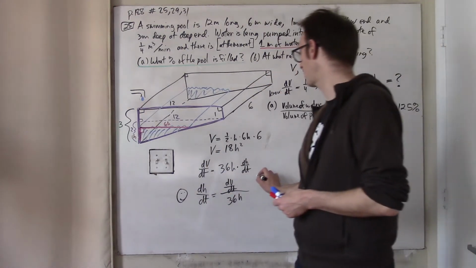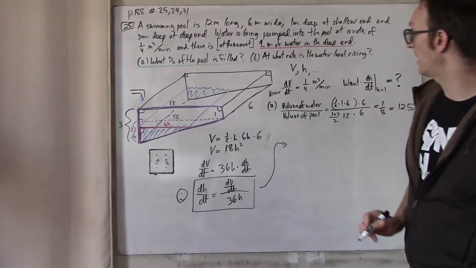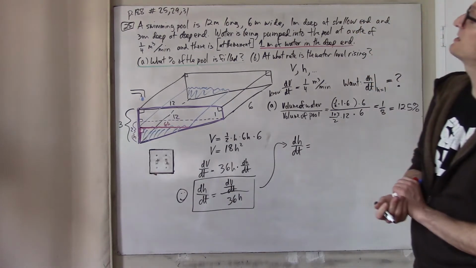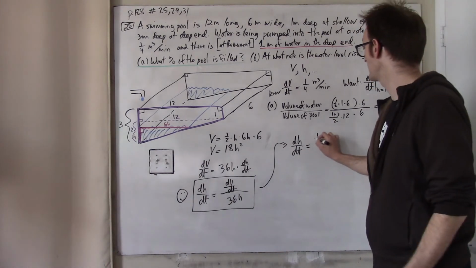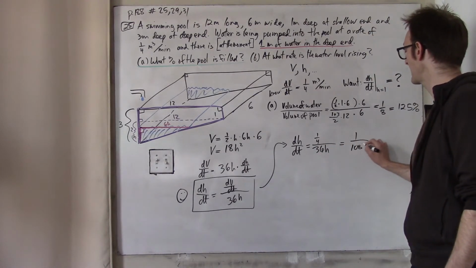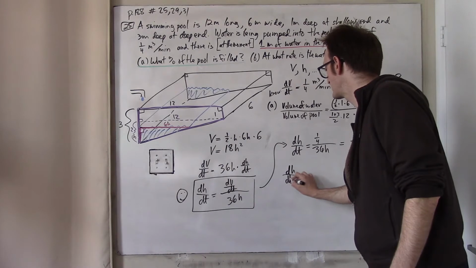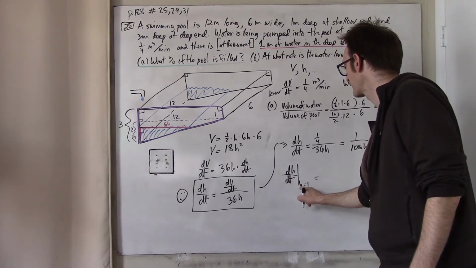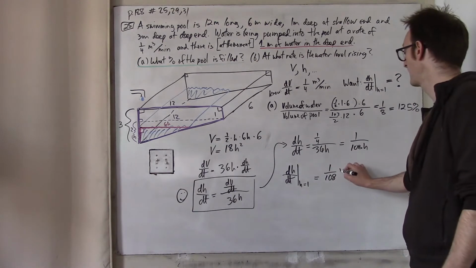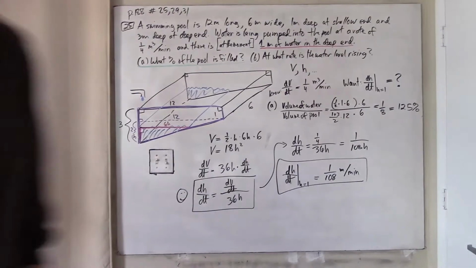Okay, so this is the formula in general for dh/dt for this pool, but now we add in the fact that dV/dt is a constant. Setting dV/dt equal to 1/4 gives me 1/4 over 36h, which is 1 over 144h. And now finally I can answer my numerical question, which is, what is dh/dt at the moment when h is 1? When h is 1, this is 1 over 144, and the units are meters per minute. Okay, woo! Good, back for 2 more in a second.